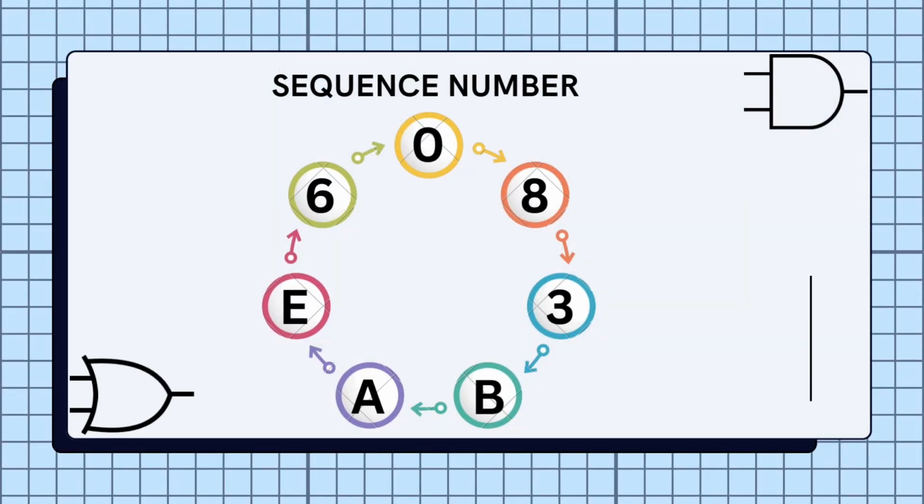This slide shows the sequence of states that our abnormal counter follows. Instead of counting in the usual binary order, the counter jumps between specific states, which are 0, 8, 3, B, A, E, and 6.